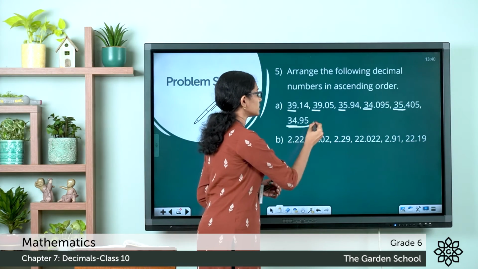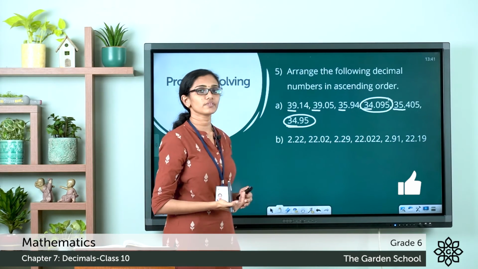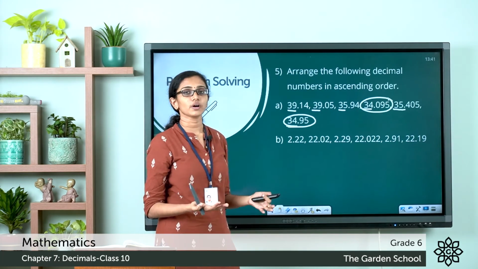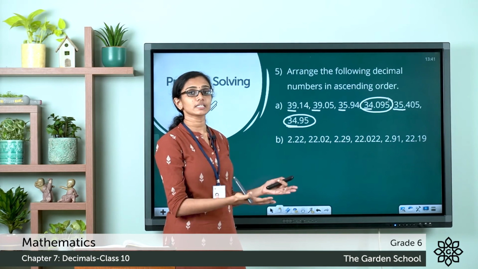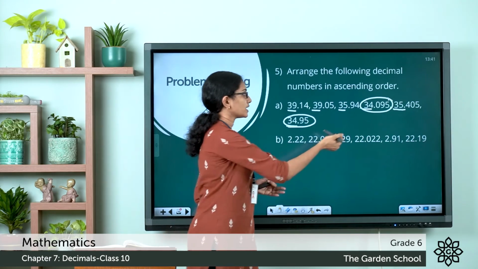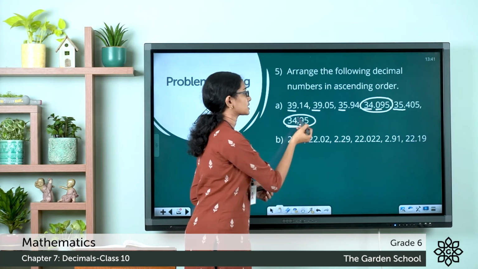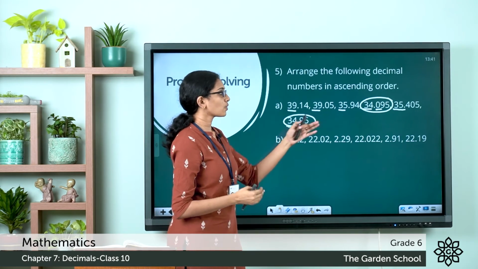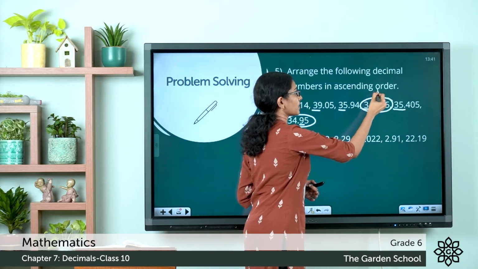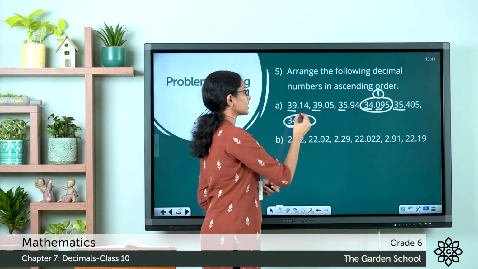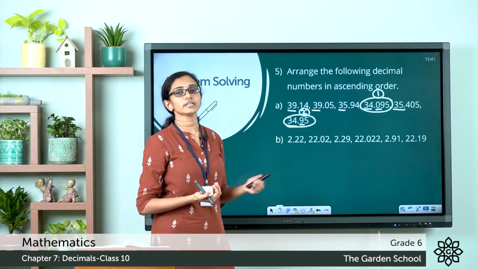Now there are two numbers with the whole number part as 34. One is 34.095, the other one is 34.95. Now since the whole number part is the same, we are going to compare the digit in the tenths place now. So here the digit in the tenths place is 0, whereas here the digit in the tenths place is 9. Which is smaller? 0 is smaller. So which decimal number is smaller here? 34.095 is smaller than 34.95. So this has to be written first and the second will be 34.95 in the list.